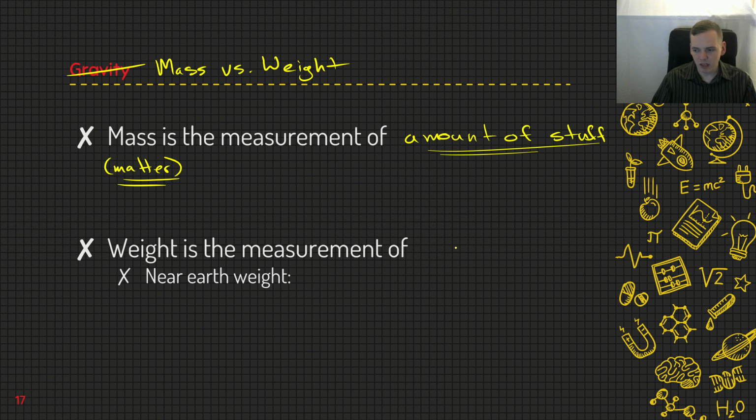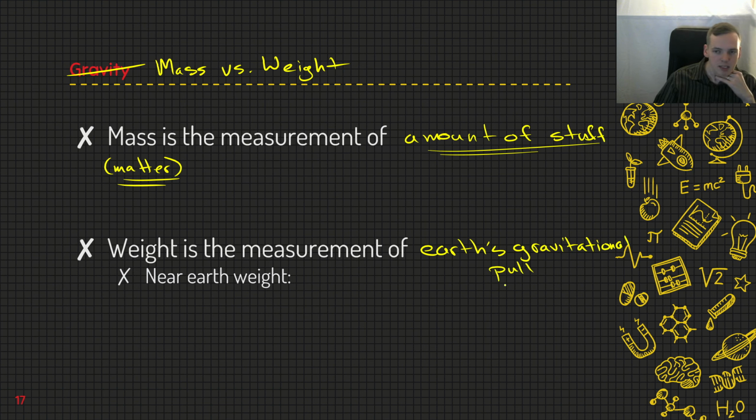Weight is the measurement of the Earth's gravitational pull on an object. So technically you can define the weight relative to anything. If we're on a different planet, then we'd say the moon's or Mars's. It's just whatever planet you're defining your weight relative to, you have to pick one, and then it's however hard that planet is pulling on it.